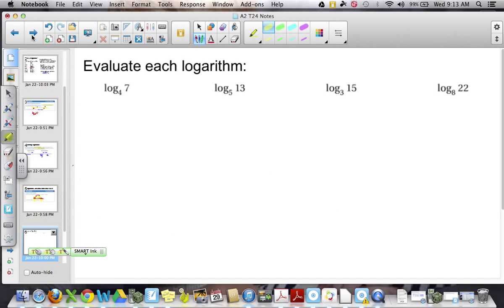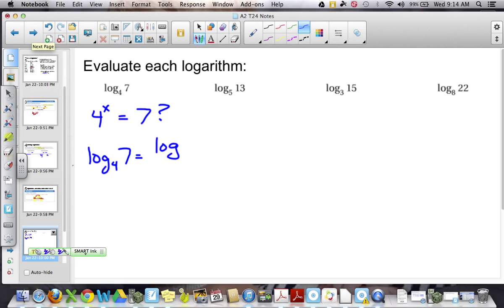All right, so let's evaluate each one of these logarithms. The first one we have is log base 4 of 7. So again, what we're looking for is 4 to what power is equal to 7. To find log base 4 of 7, that's not a common log or a natural log, so we're going to use the change of base. We're going to rewrite log base 4 of 7 using the common log: common log of 7 divided by common log of 4.